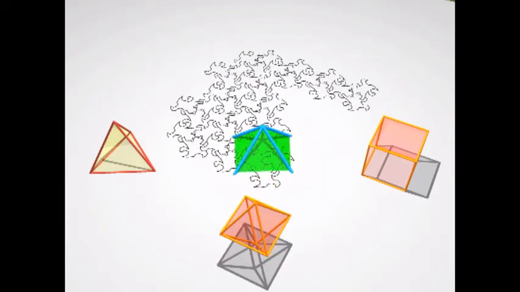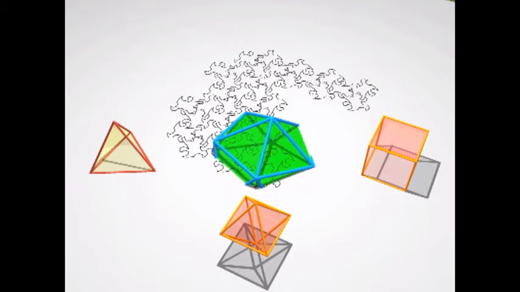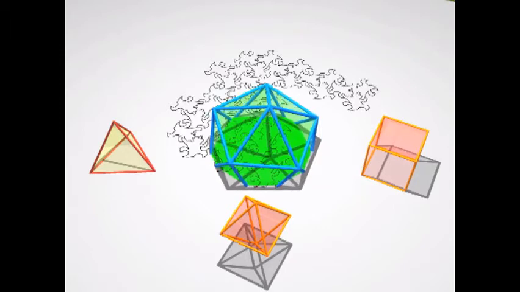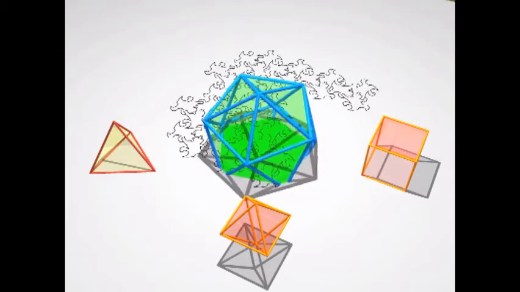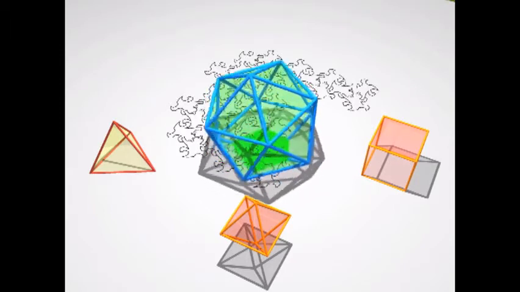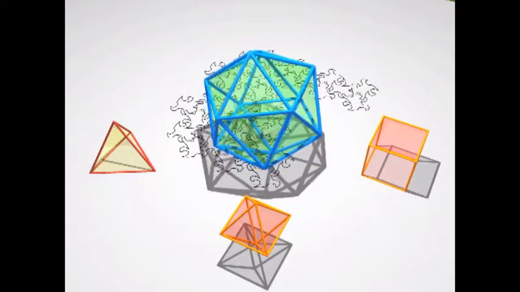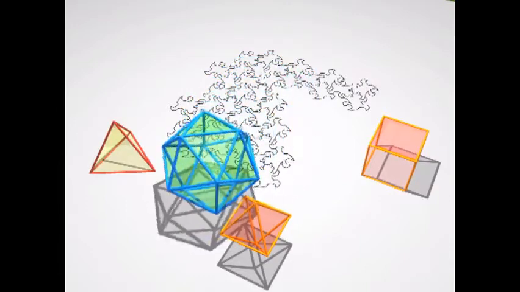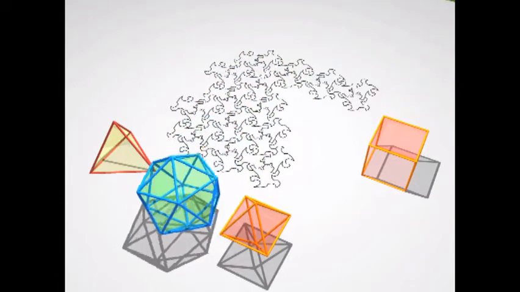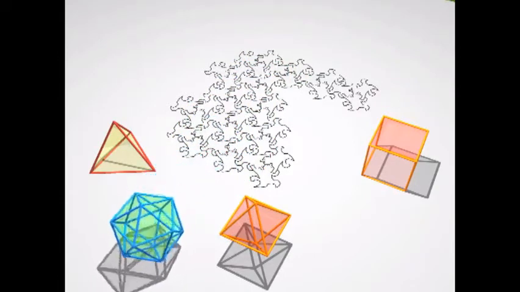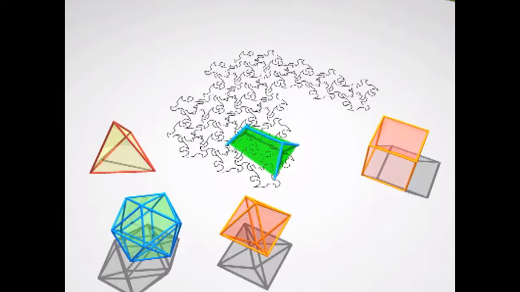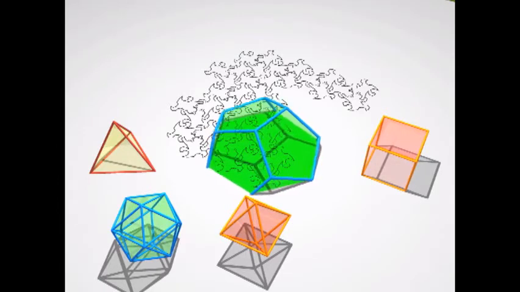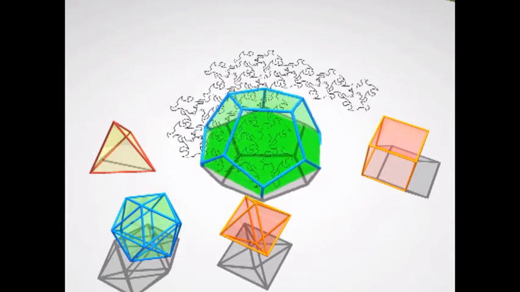And an icosahedron. It's a solid with 20 faces. And finally, the dodecahedron, 12 faces, 20 vertices and 30 edges.